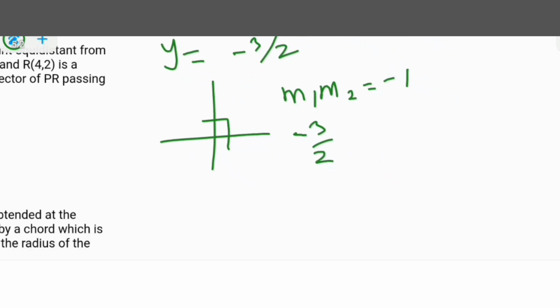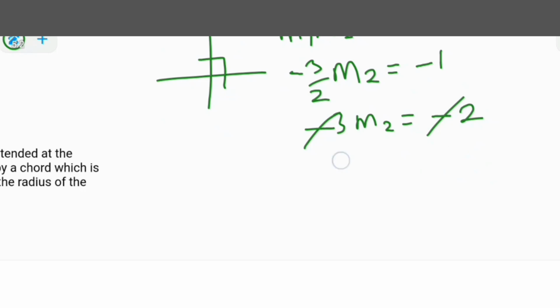So we're just looking for m2. So put your m2 here. This will be minus 1. So to find m2, just cross multiply. Okay, cross multiply like that. So this one will give you minus 3 m2 is equal to minus 2. So minus cancels minus. You're going to have 3 m2 is equal to 2.